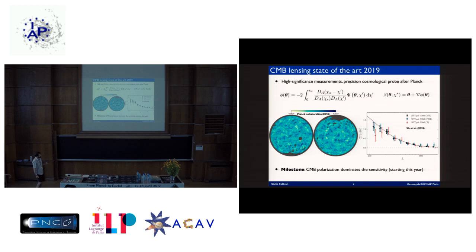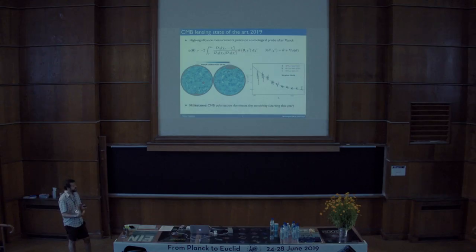But this year we reached a milestone in the sense that the latest SPT lensing results reach the limit where the reconstruction of CMB lensing done from polarization data is more sensitive than the one done in temperature. This is really important because in the future, observation of CMB polarization will allow us to improve even more the sensitivity of this kind of measurement.